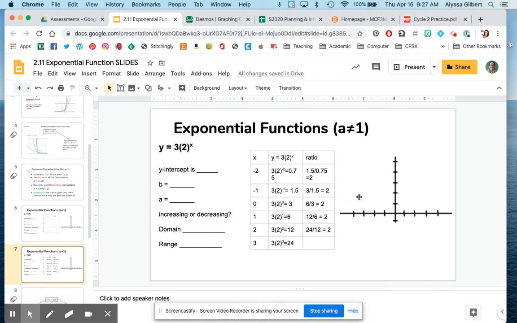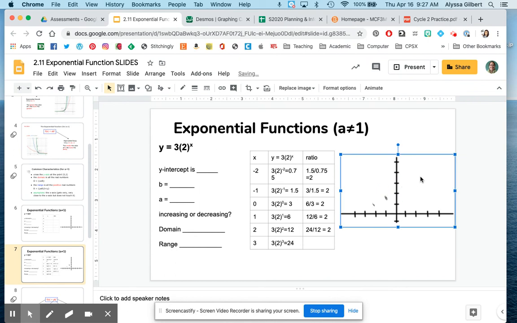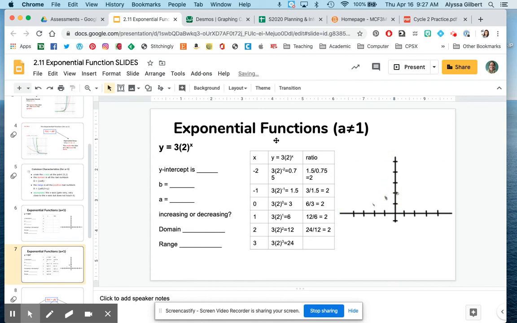Scribble. Okay, at -2, it's at 0.75. So it'll be up here, right? And at -1, it's at 1.5. So that'll be like here. And at 0, it's at 3. Nope, that just moved that. That's okay. At 0, it's at 3. At 1, it's at 6. And that's going 1, 2, 3, 4, 5, like up here somewhere.